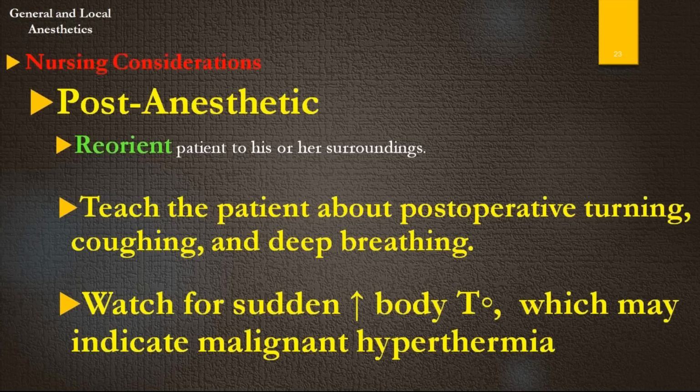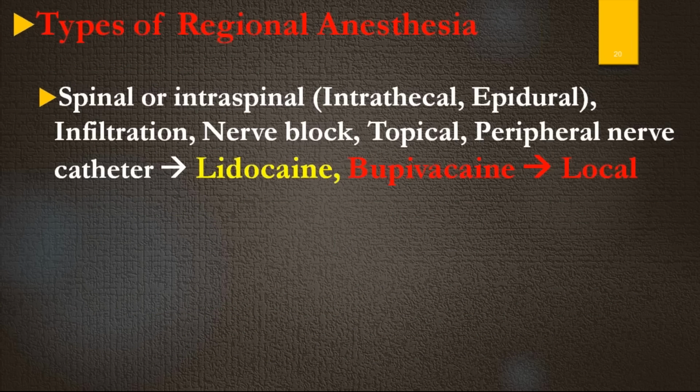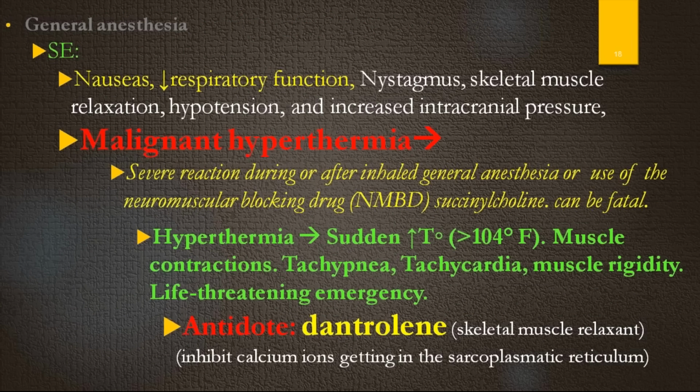All right, so nursing considerations in the post-anesthetic. We need to teach the patient about post-operatory turning, coughing, and deep breathing. For example, coughing is with a pillow on the abdomen, and deep breathing is in order to expand the lungs. We need to watch for sudden changes in temperature, which can lead to malignant hyperthermia. What is the antidote for malignant hyperthermia? Dantrolene.